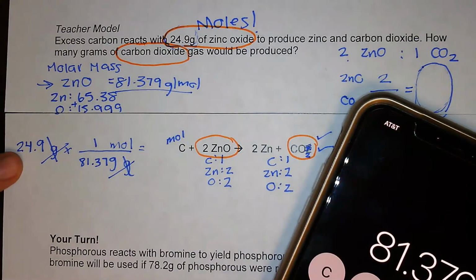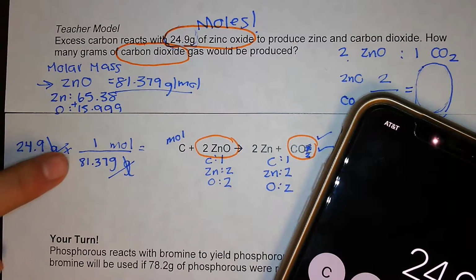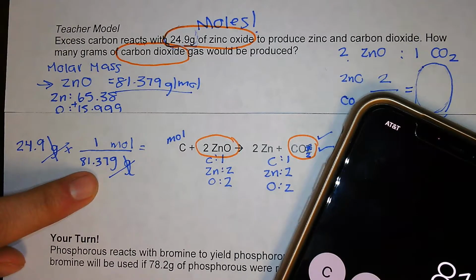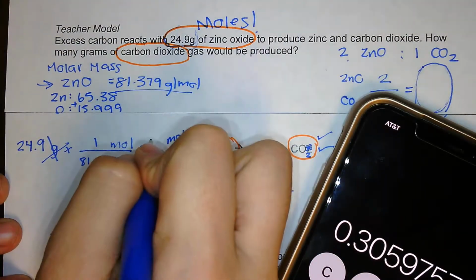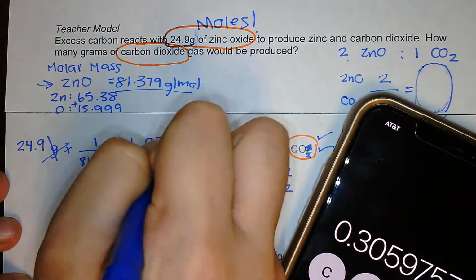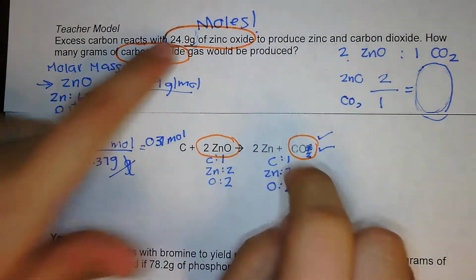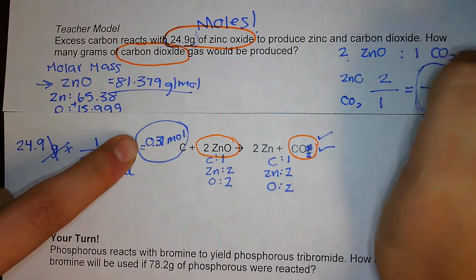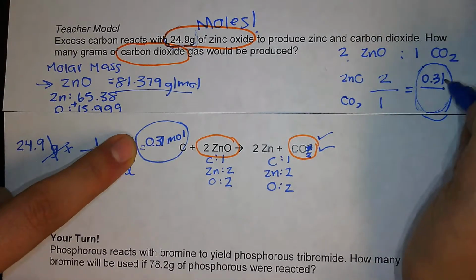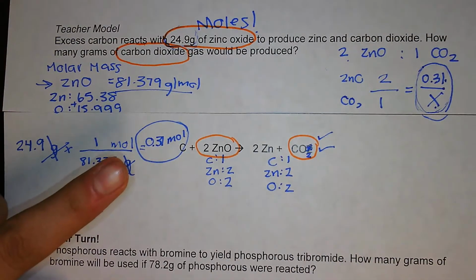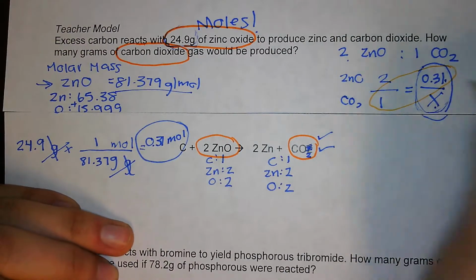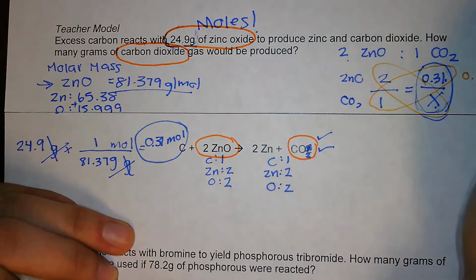That is going to be 24.9 divided by 81.379, because it's on top of one another. So I have about 0.31 moles of zinc oxide given this mass. Now I can use this information to plug into my ratio. For every 0.31 moles of zinc oxide, how many CO2 moles do I have? Now I can do my pretty butterfly multiplication here. 1 times 0.31 is just 0.31. And then 2 times x is 2x.